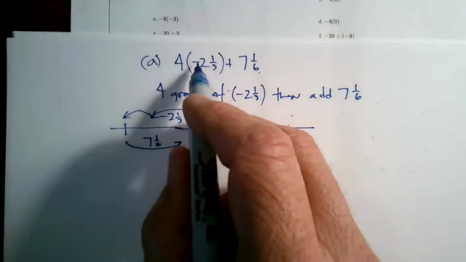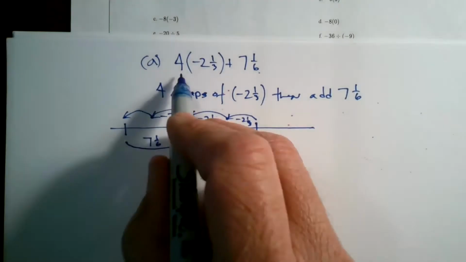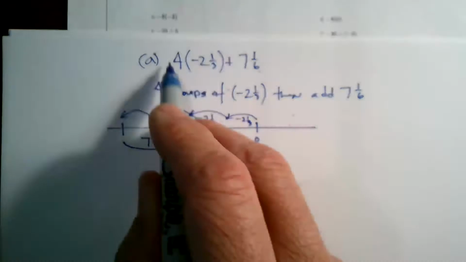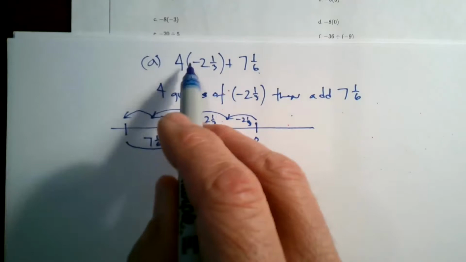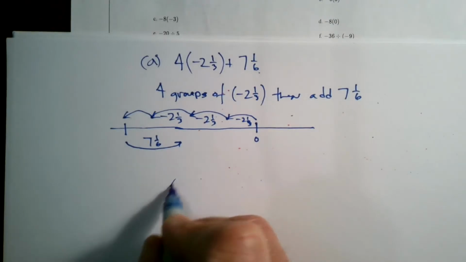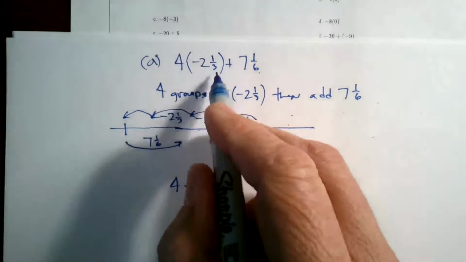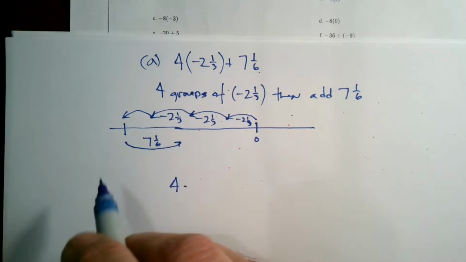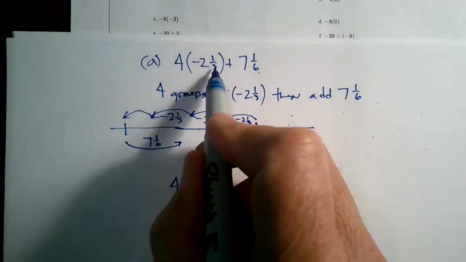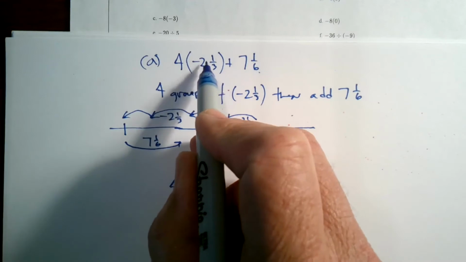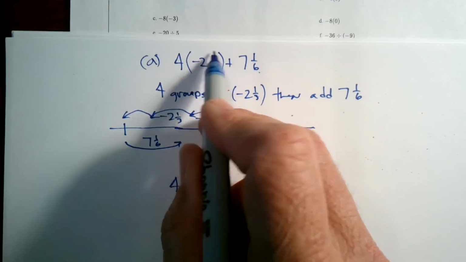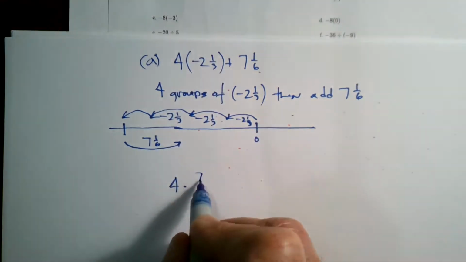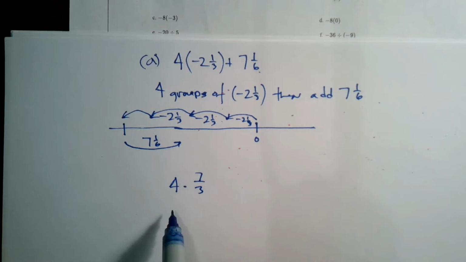If I'm multiplying 4 times -2 and 1/3, the answer is going to be negative, but let's just look at the quantity 4 times 2 and 1/3. It'd be easier to put the 2 and 1/3 in as a single fraction instead of a mixed number. Remember how to do that? It's the denominator times the whole number plus the numerator, and that becomes the new numerator. So 3 times 2 is 6, plus 1 is 7. So it's 7/3, and we have 4 times 7/3.